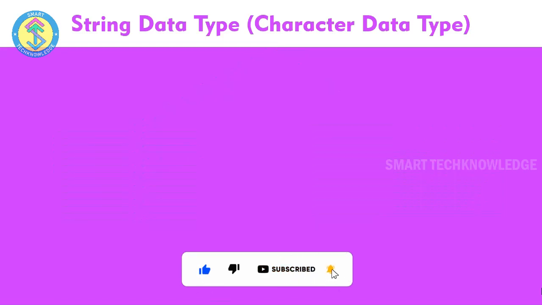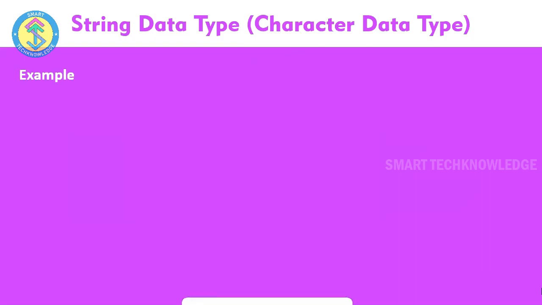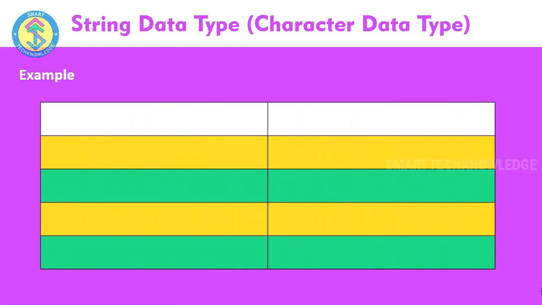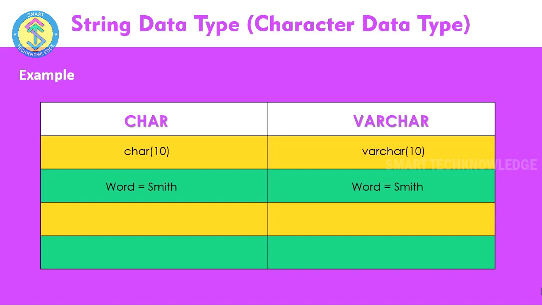Now let's see an example to understand the difference between the char and the varchar data type. Let's say I want to enter some values or data in any column. It may be a name. If I want to allot 10 spaces for a name while creating a table, I'll type char 10 or varchar 10. Suppose the name is Smith. There are 5 characters in the word Smith.